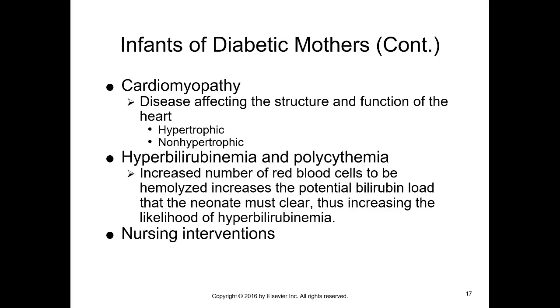Hyperbilirubinemia and polycythemia: an increased number of red blood cells to be hemolyzed increases the potential for bilirubin load that the neonate must clear, thus increasing the likelihood of hyperbilirubinemia. So infants of diabetic mothers have more red blood cells to break down. We know those red blood cells break down into hemoglobin, and eventually the excess of the heme that's broken down cannot be excreted by the baby, and so they end up jaundiced.